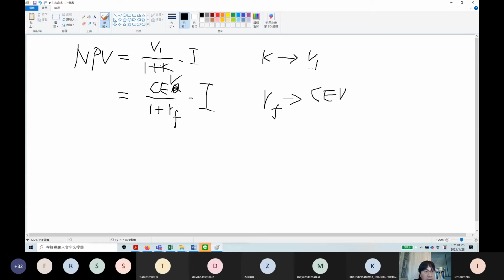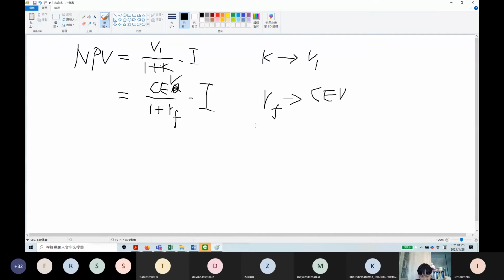When you use the V1, the number in your denominator should be the change, right? Also, you use the CEQ in the numerator, it should be changed by RF. Okay, we call this the certainty equivalent. How to get it?